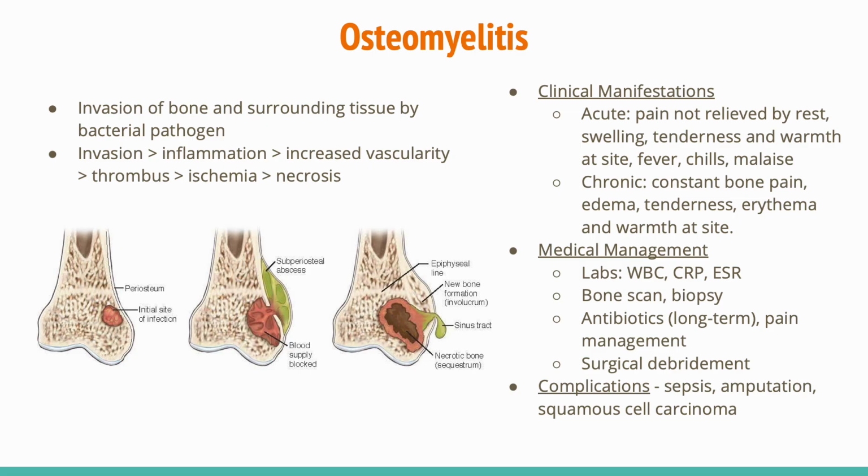Remember, the osteoporosis pain is relieved by rest. The affected area becomes warm, swollen, tender, or erythematous because of the inflammatory response. Since this is an infection, you'll also see systemic symptoms, such as fevers, chills, malaise, and elevated white blood cell count, which are also very common.